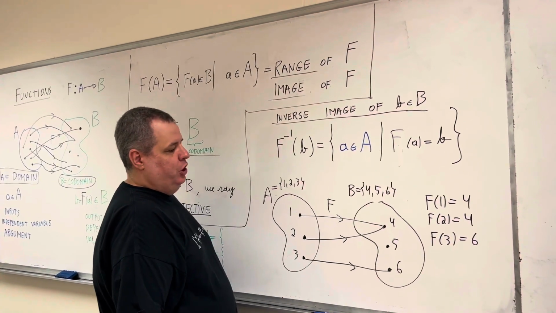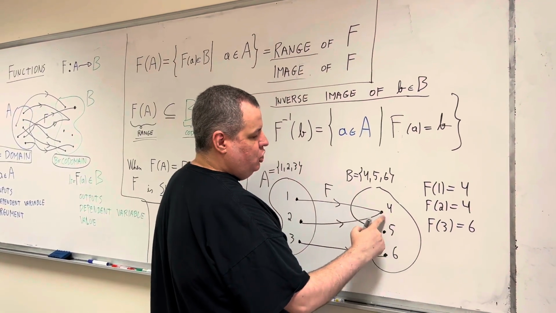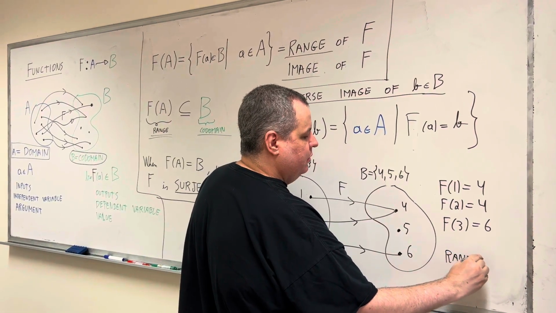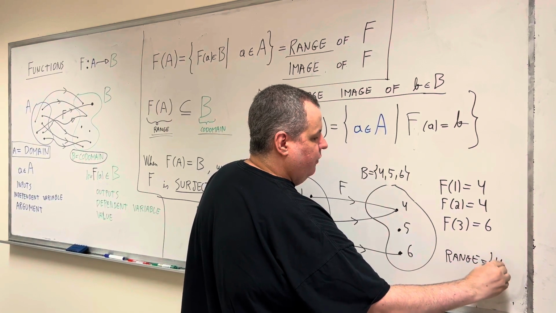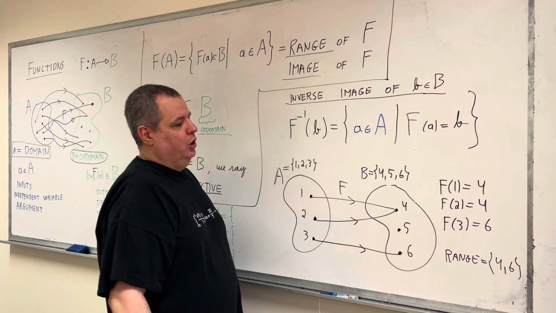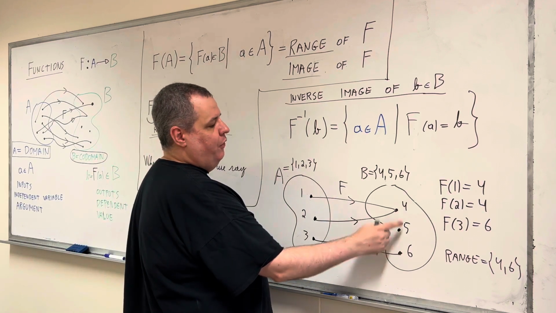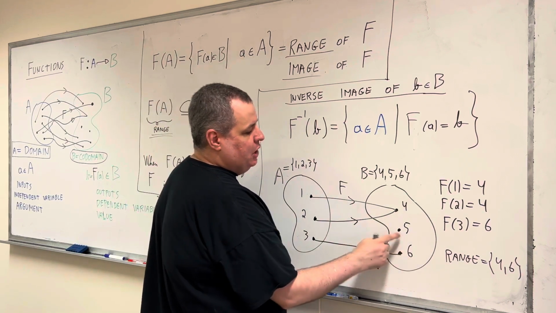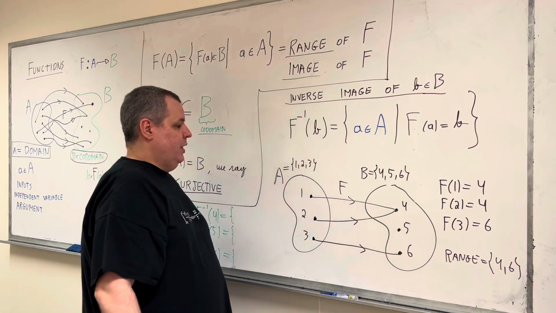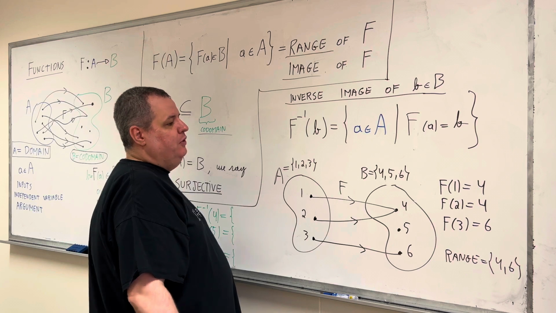What's my range here? So my range has 4 and 6. The range is not equal to the codomain. The codomain has the 4, 5, and 6. The range does not have 5. So this function is not surjective. Okay? Now, how about inverse images?